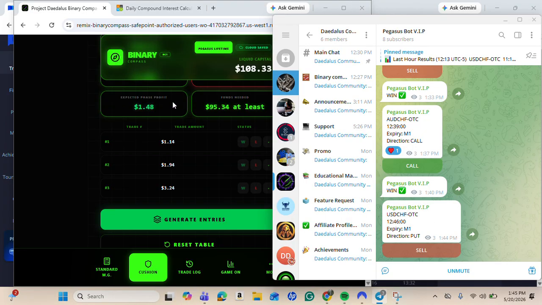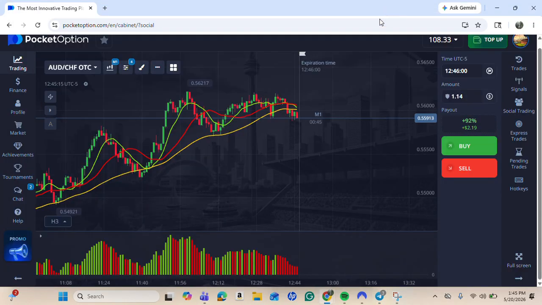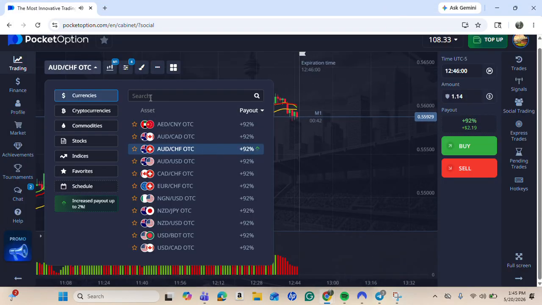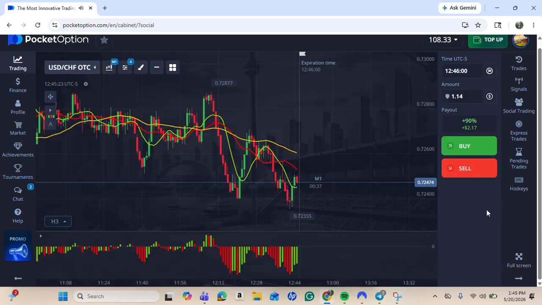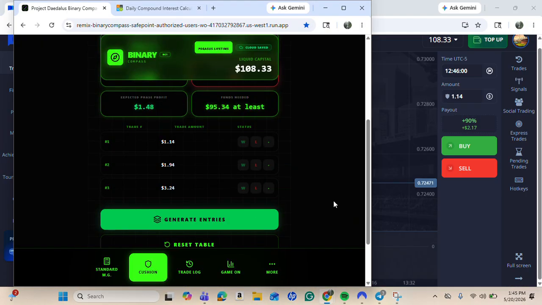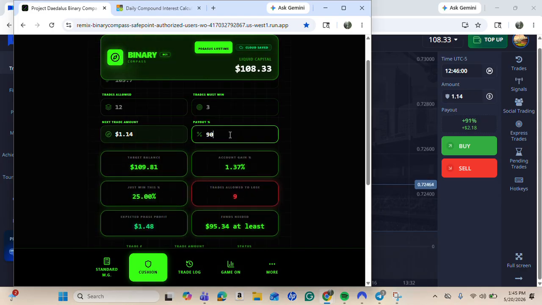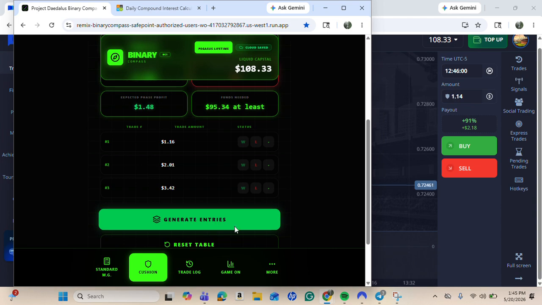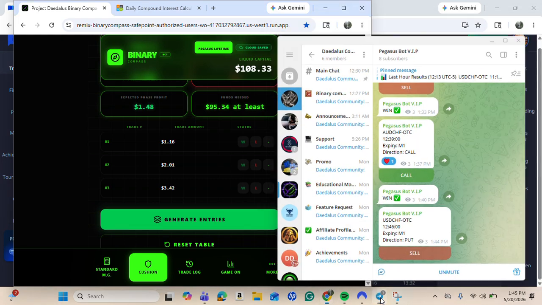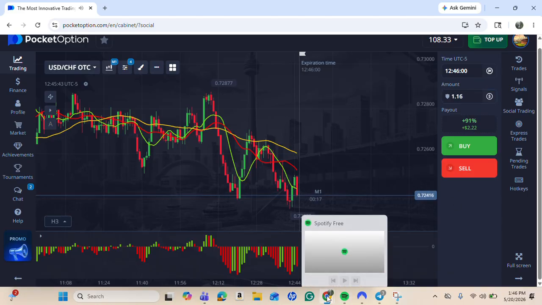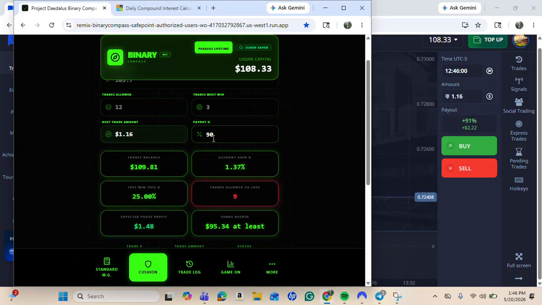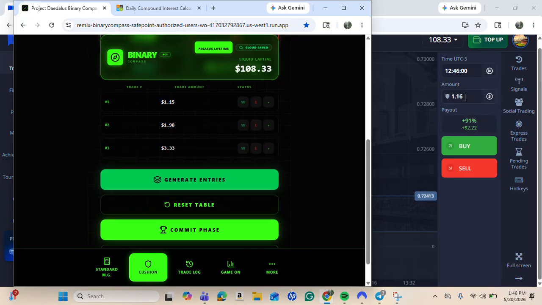USD CHF 46. Kind of maybe missed that one. Alright, USD CHF is at 90%. Let's get ready fast. Generate. Alright, 90%. We're gonna sell at 116. Let's go to 91%. Sometimes I always change it no matter what. 115.